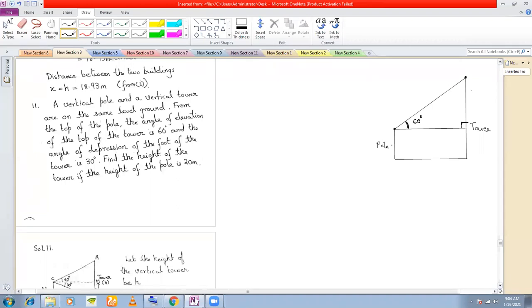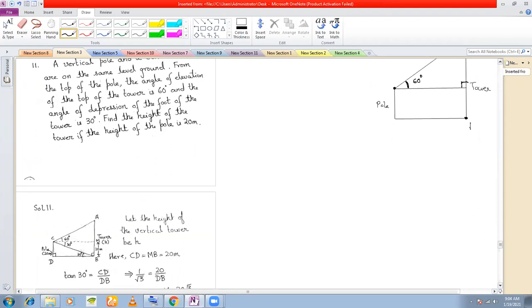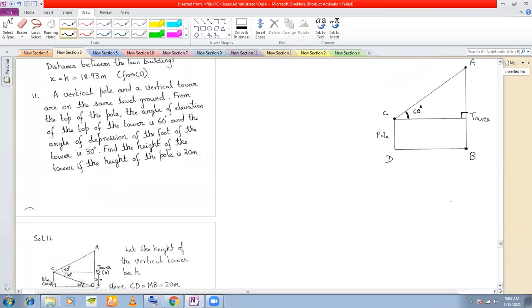Now, what do you mean by angle of depression? Now, from the top of the pole, if I'm talking about angle of depression, that means the object is at the foot of the tower. That means the object is here. Okay. So this is my A. Let's say this is my B, C, D. That means if the observer is at C, the object is at B. That is why the angle of depression is given.